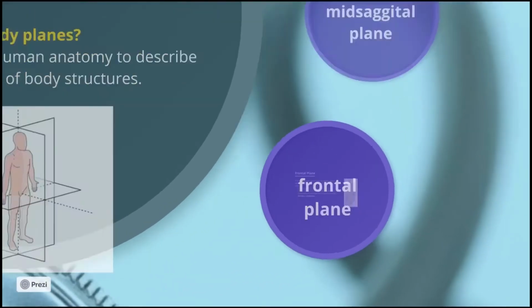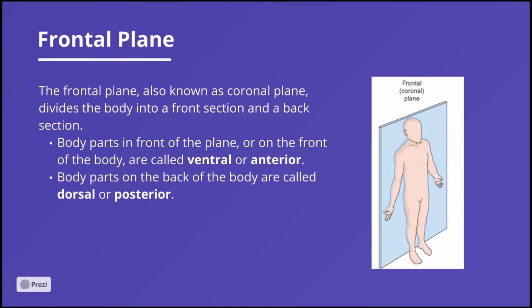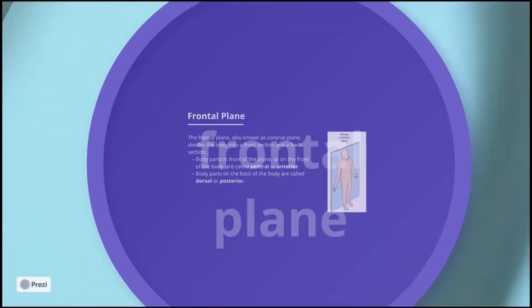Then we have the frontal plane. The frontal plane, which is also known as the coronal plane, divides the body into the front section and the back section. The directional terms related to the frontal plane are the ventral, or also called anterior, and the dorsal, or posterior. Body parts in the front of the plane are called the ventral, or anterior, and the body parts to the back of the plane are called dorsal, or posterior.